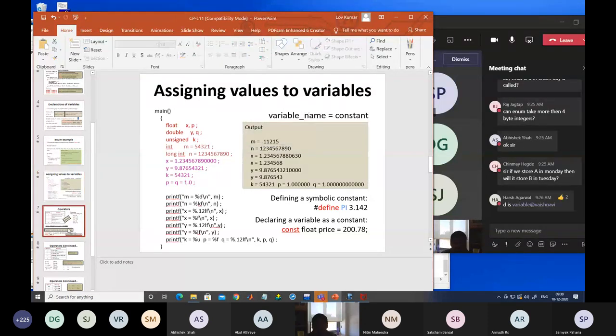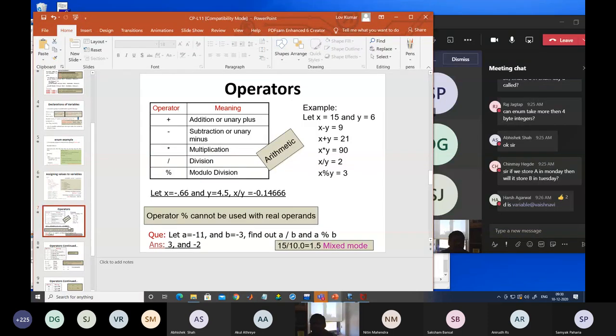Okay. Now we are going to the most important part, that is called the operator. This is a very important part. Okay, so now we can see it.